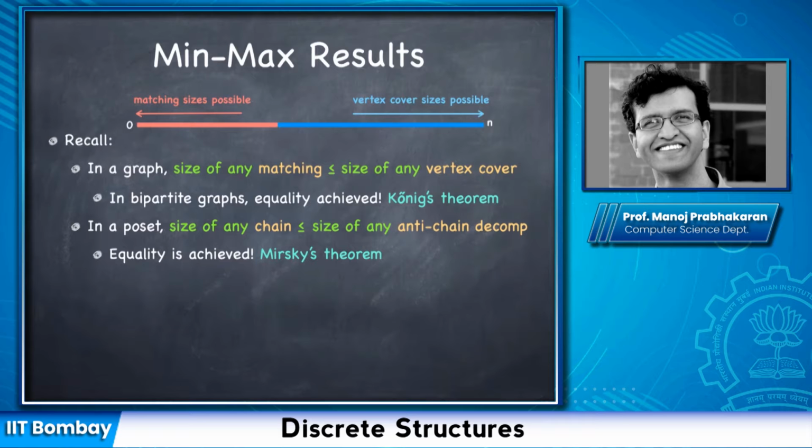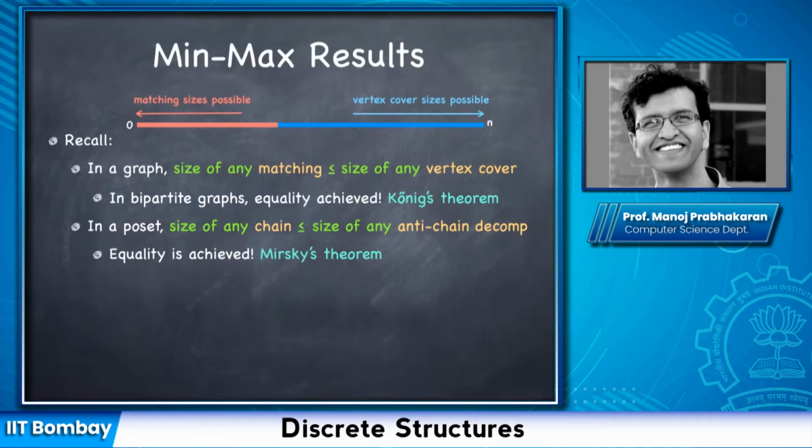So how many anti-chains do you need? And again, there was an easy relation saying that if you have a large chain, then every anti-chain decomposition will have to be at least as large as that. And that's simply because the anti-chain decomposition will have to devote a separate anti-chain for each element in the chain. You cannot have two elements in the chain appear within the same anti-chain.